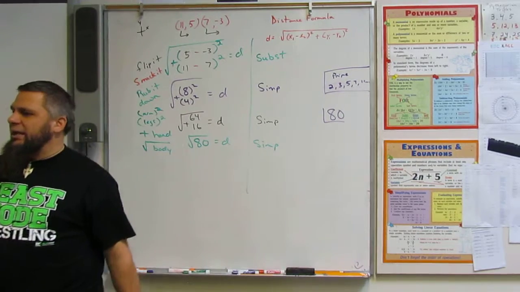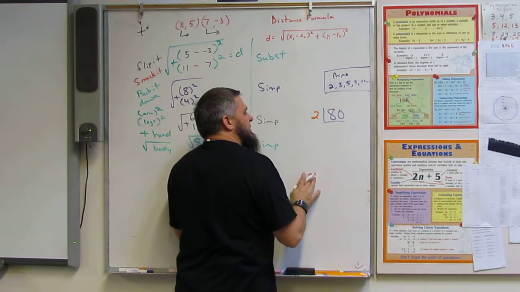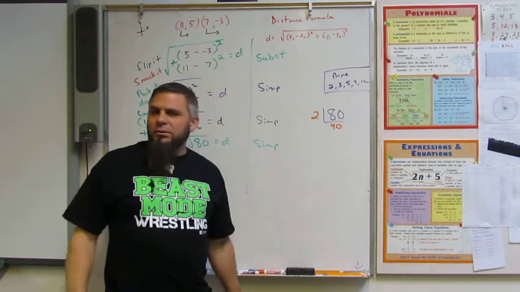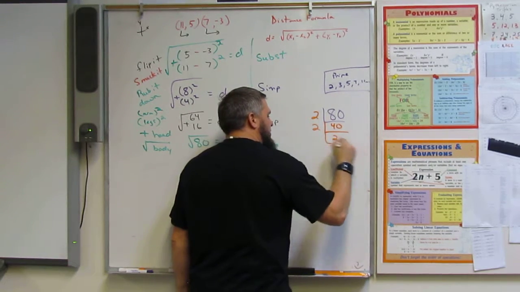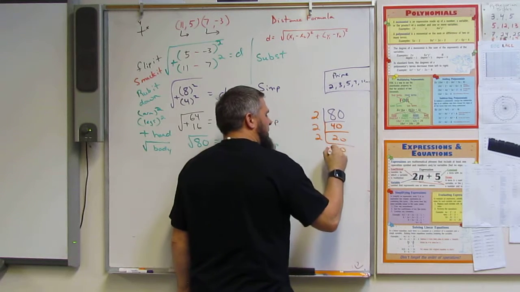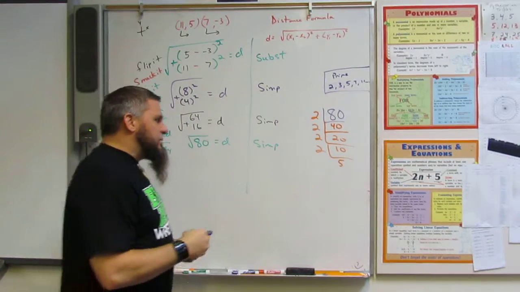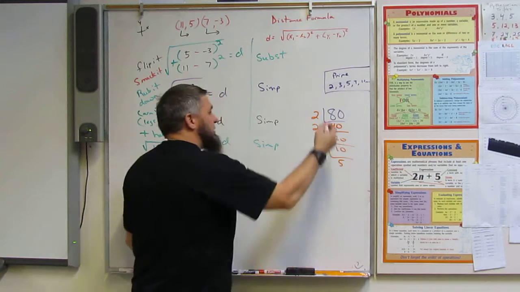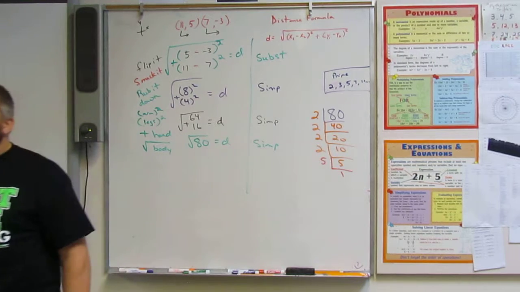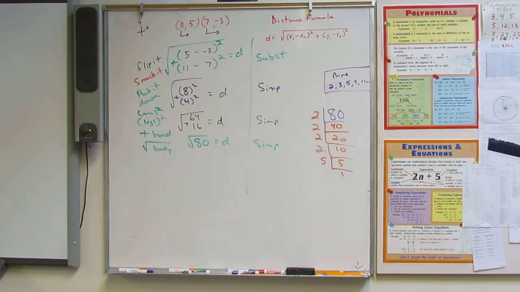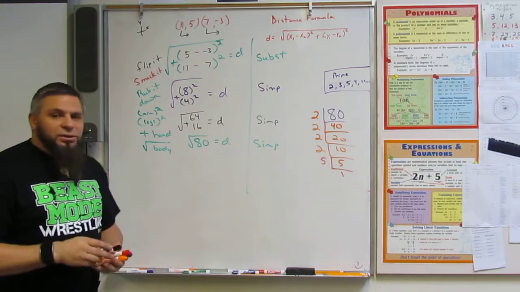So does 2 go into 80? Yes. 2 goes into 80 how many times? 40. Does 2 go into 40? 20. Does 2 go into 20? 10. Does 2 go into 10? 5. Does 2 go into 5? Does 3? Does 5? Yes, one time, right? 5, one time. When you get to 1, you're done.